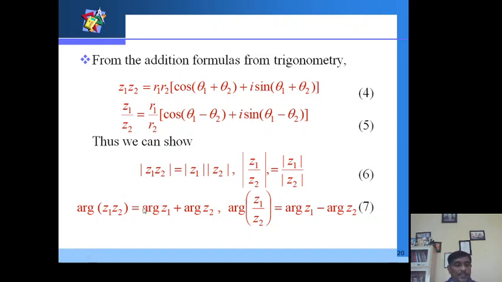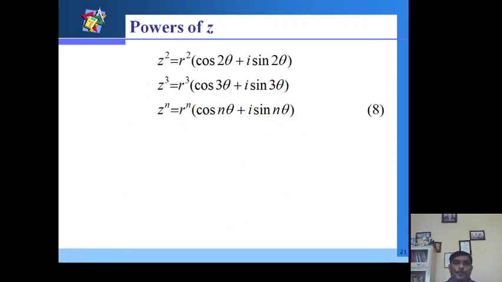And argument of z1 z2 is argument of z1 plus argument of z2. Argument of z1 by z2 is argument of z1 minus argument of z2. If you say powers of z in the polar form, if you express z square, because z is equal to r into cos theta plus i sin theta, if you're squaring both sides, then that becomes r square into cos 2 theta plus i sin 2 theta.